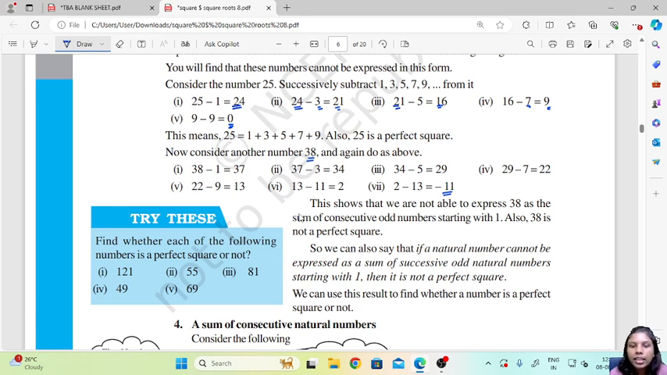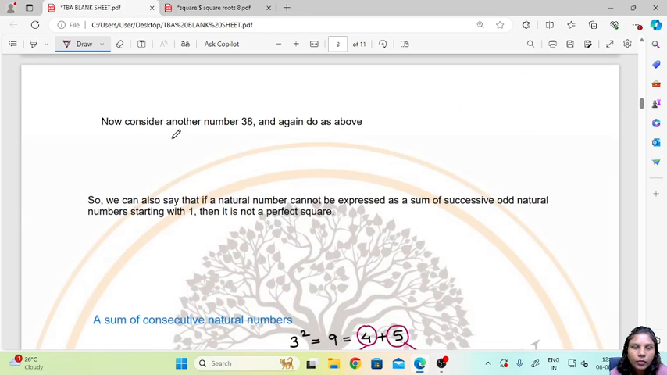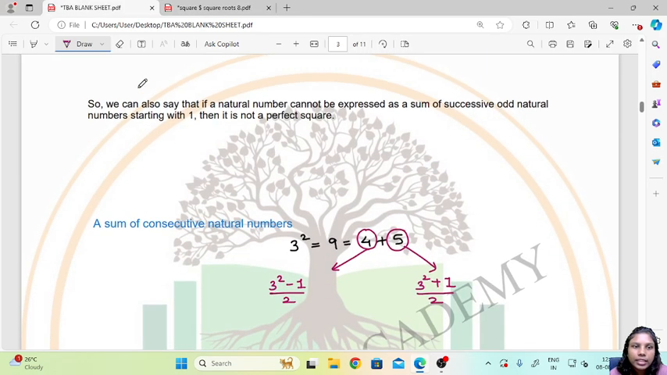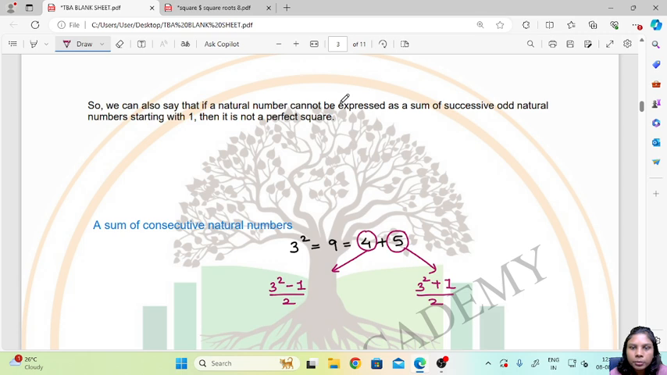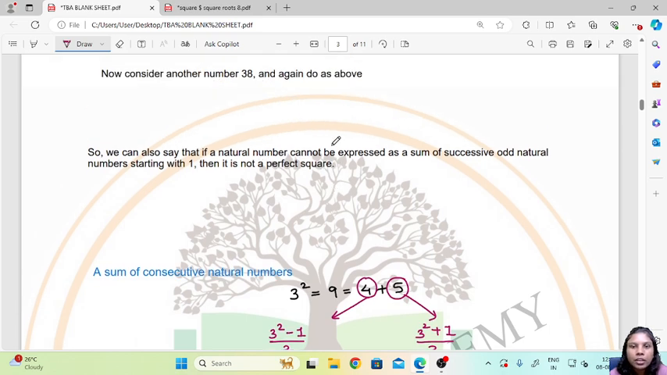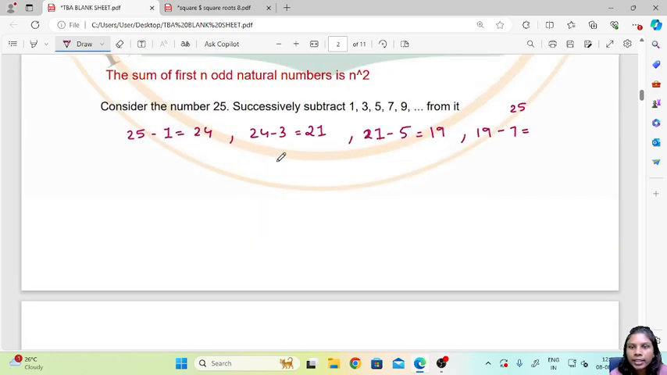So we can say that if a natural number cannot be expressed as a sum of successive odd natural numbers starting with 1, then it is not a perfect square. If we cannot get the number as a sum of successive odd natural numbers starting from 1, then we won't get a perfect square.